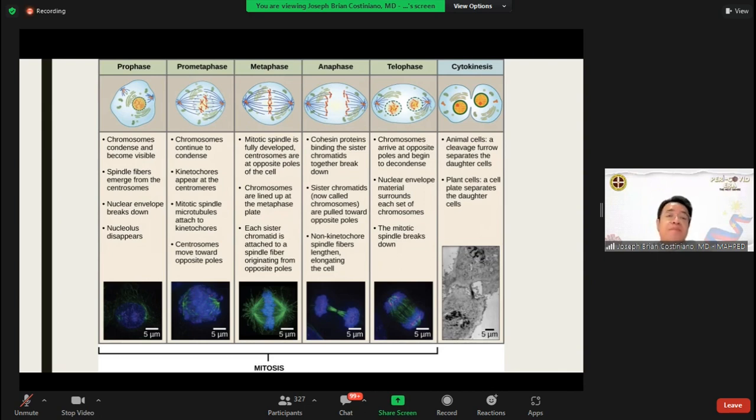Okay, so mind mapping: prophase, condensation of chromosomes becomes visible, breaking down of the nuclear envelope. Metaphase, mitotic spindle, chromosomes lined up at the center. Anaphase, nagpo-pull out na sila, no? Your chromatids, sister chromatids, are now in the opposite poles. Telophase, mitotic spindle breaks down, chromosomes have already arrived at the opposite poles, and then they will begin to develop their own nuclear envelope.